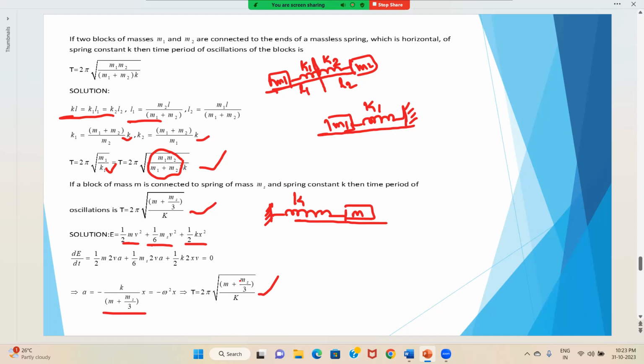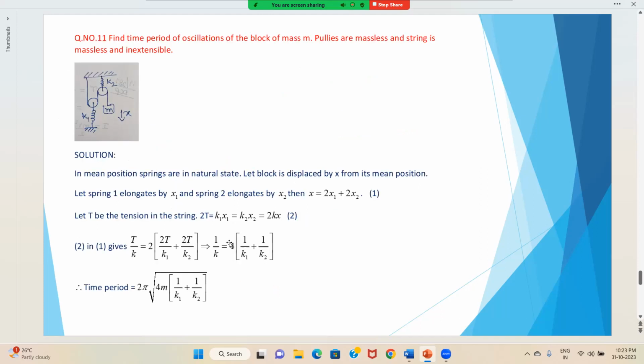Okay. Right. Let us move to the next problem. Read the question carefully. Find the time period of oscillations of the block of mass M. Pulleys are massless. String is massless and inextensible. So we have to find the time period of oscillations of the block of mass M. So see the diagram carefully.